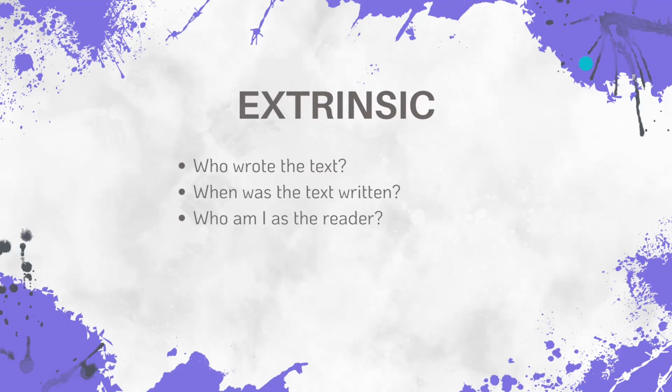This can be about the writer who wrote the text. Who were they? What was their life like? How old were they? Were they rich or poor? We can also ask questions about the time the text was written. For example, what historical period? What political aspects could have informed the text?